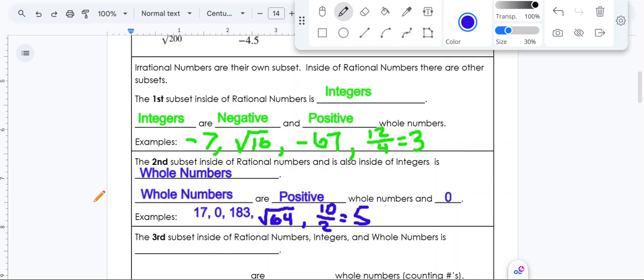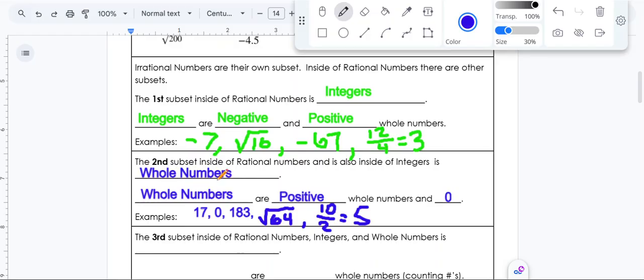All right, the second subset inside of rational numbers and is also inside of integers is whole numbers. Whole numbers are positive whole numbers and 0. So 17, 0, 183, the square root of 64, because the square root of 64 equals 8, right? It's a perfect square. 10 over 2 would simplify to 5. Anything that is a positive whole number or 0 is considered a whole number.